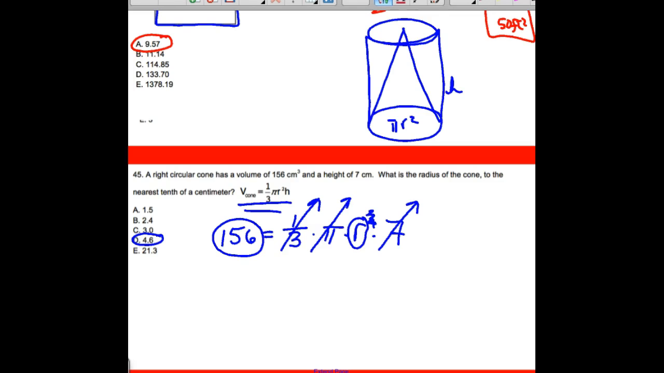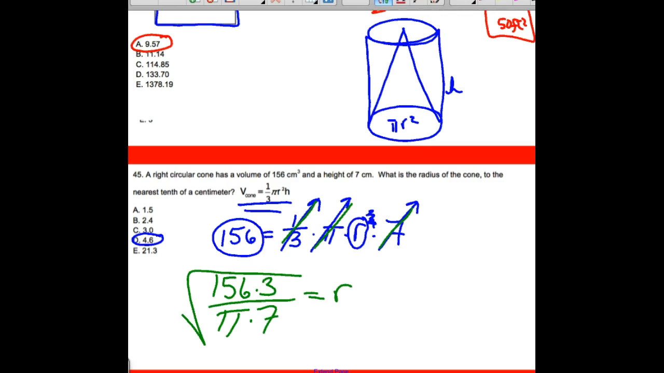You might have had the right answer though if you said, okay, I'm going to multiply both sides by 3, gone, divide by pi, gone, divide by 7, gone, take a square root. But the problem with this is the entry all in one chunk is much more difficult than if you just kind of keep it running as you go.